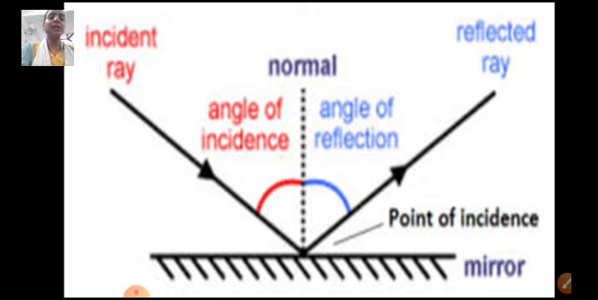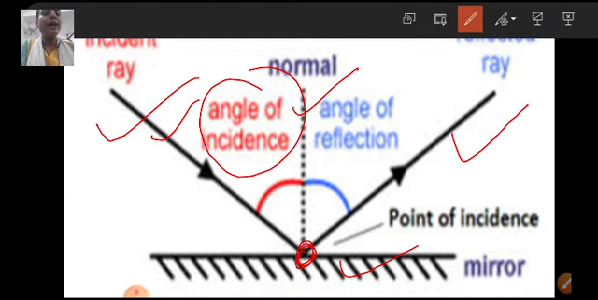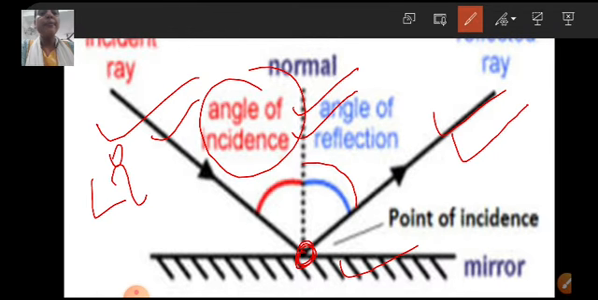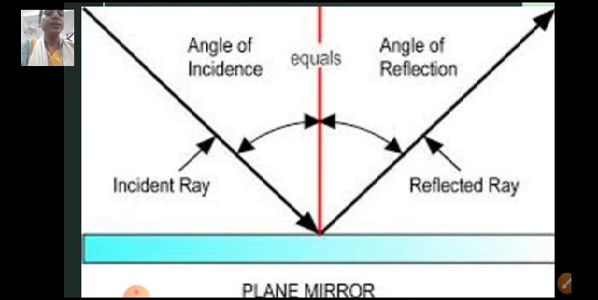Now here you can see this diagram. Here in this diagram, first of all, this ray is falling on the reflecting surface. So this is the incident ray. This is the point of incidence. This is the reflected ray. The angle between the incident ray and the normal is the angle of incidence, and the angle between the reflected ray and the normal is the angle of reflection. Angle of incidence is also denoted by angle i, and angle of reflection is also denoted by angle r. So this is how we are going to denote some of the terms that are related to the reflection process.